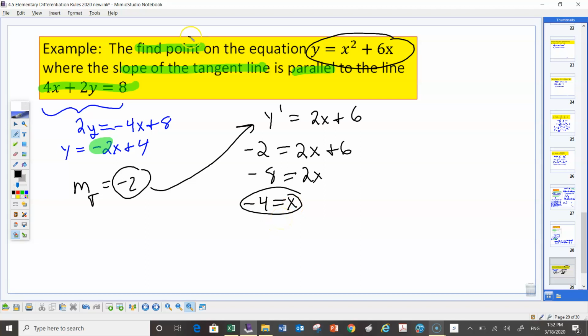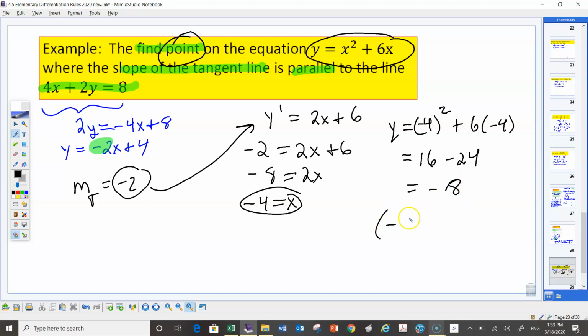But it wants the point, which means I need the y-coordinate as well. So to find that, I just plug -4 back into the original equation. So -4 squared plus 6 times -4. So this works out to be 16 minus 24, which works out to be -8. So therefore, the point on this function where the slope of the tangent line is parallel to this line, which is -2, happens at this point right here.